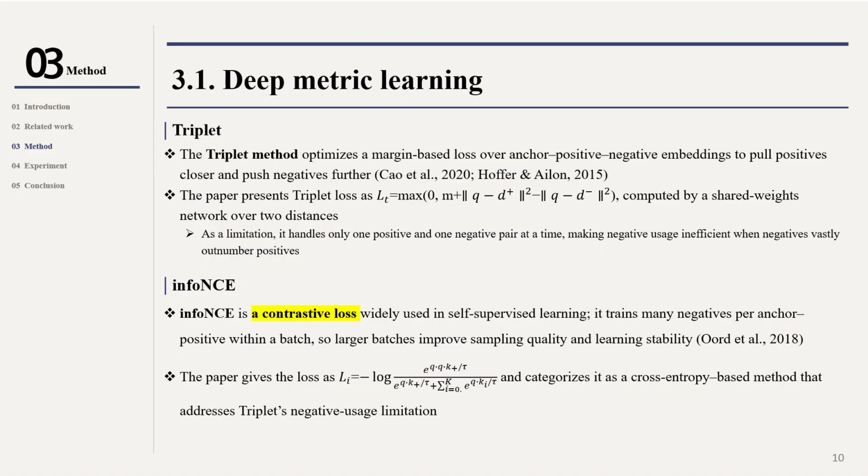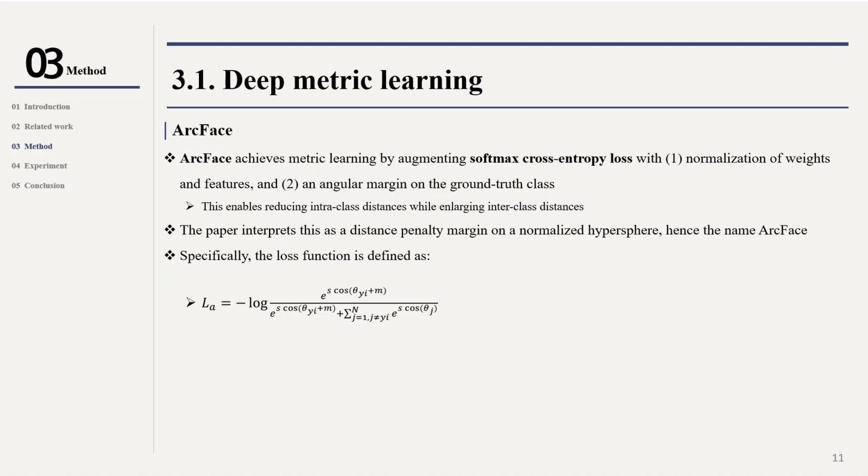ArcFace achieves metric learning by augmenting the softmax cross-entropy loss with normalization of weights and features, and an additive angular margin on the ground truth class. These enable reducing intra-class distance while enlarging inter-class distance. The paper interprets this as a distance penalty margin on a normalized hypersphere, hence the name ArcFace. Specifically, the loss function is defined as follows.